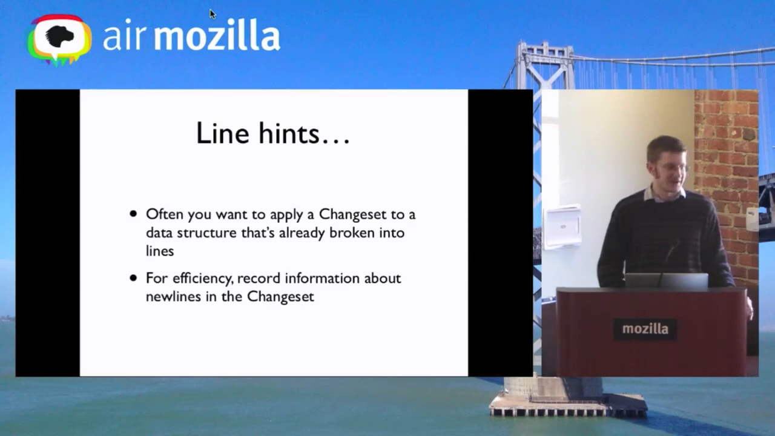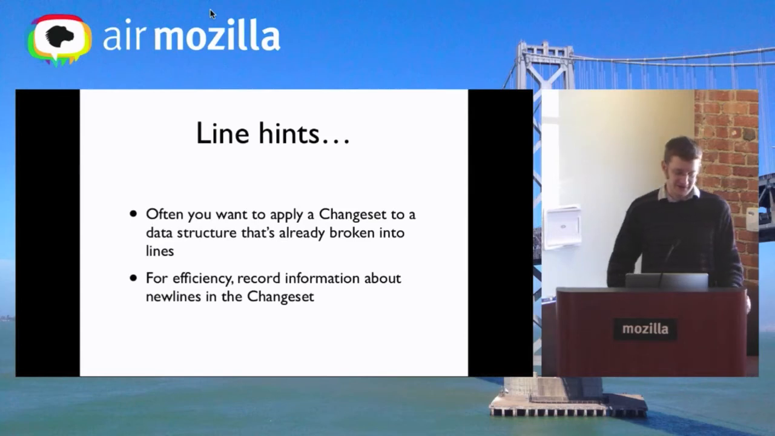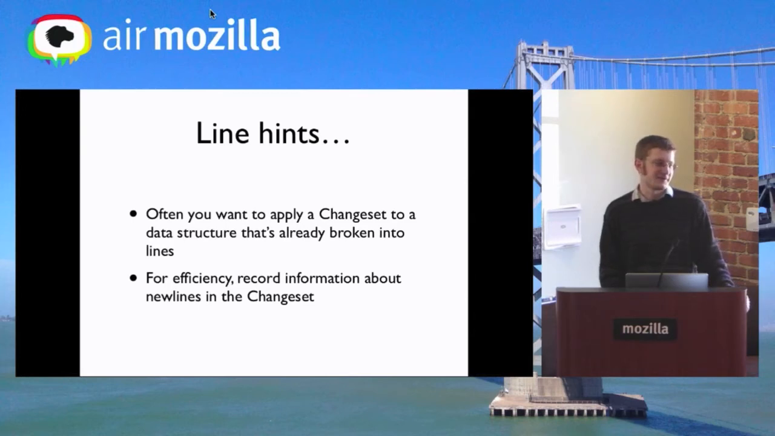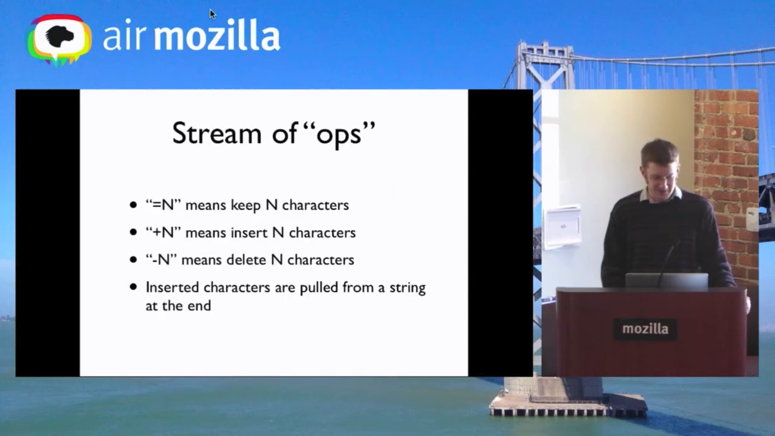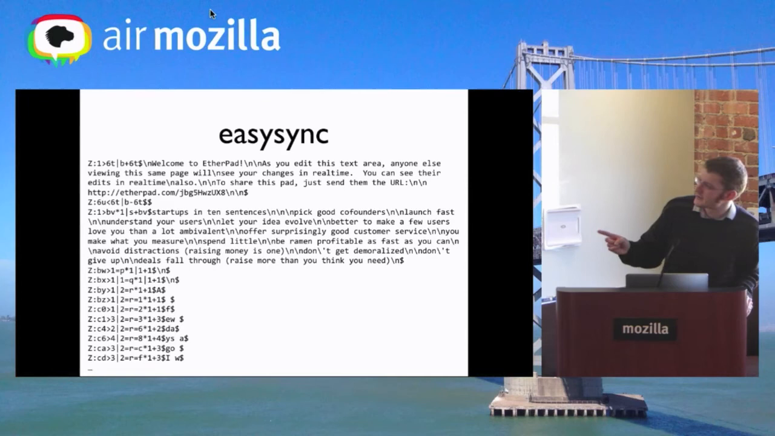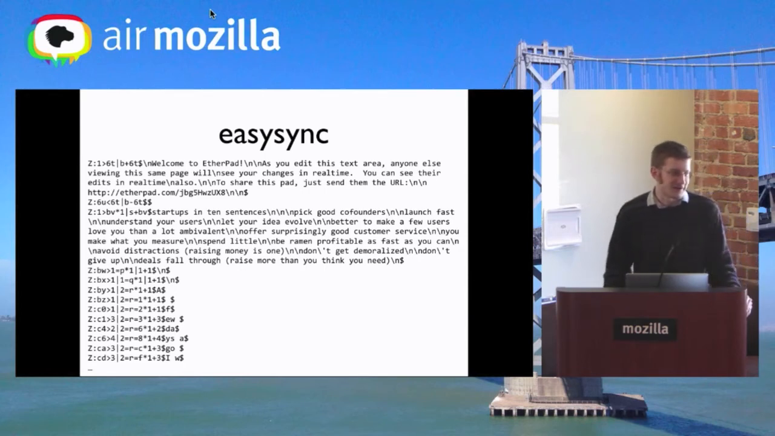Another thing that was added later is line hints. So often you want to apply a change set to a data structure that's already broken into lines. It's either the DOM or some data structure like an array of strings. And it turned out to really suck to have to say, at character 1334, insert the letter E. So what we did to bolt this on to the existing representation was add these pipe characters, which are also like a modifier that comes before an opcode. And I think it just says how many new lines are in the string, either the string that's inserted or the string that's skipped over.